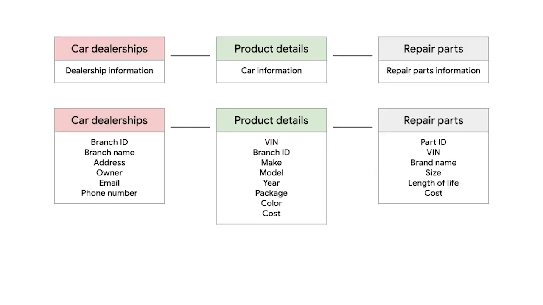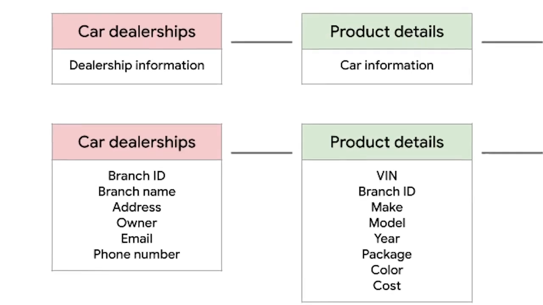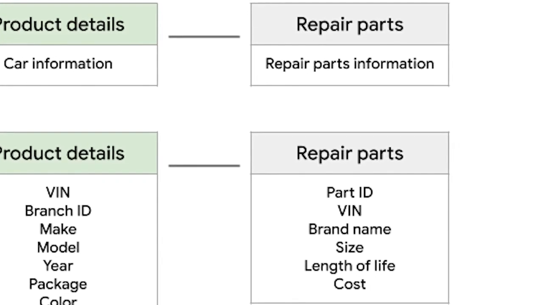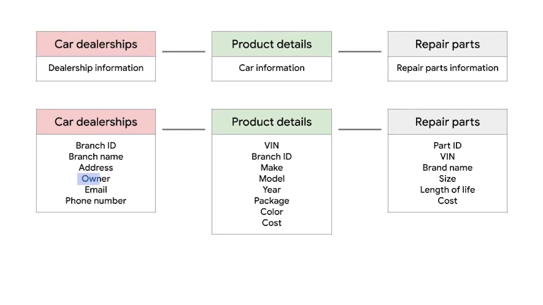And once you know how your data is organized, you'll be able to capture or collect the information you need. Most of the data you'll use in your analysis will be organized in tables. Tables help you organize similar kinds of data into categories and subject areas that you can focus on as you analyze. For example, this basic database has tables for car dealerships, product details, and repair parts. Each table then has several fields of data like branch owner and the cost of repair parts.